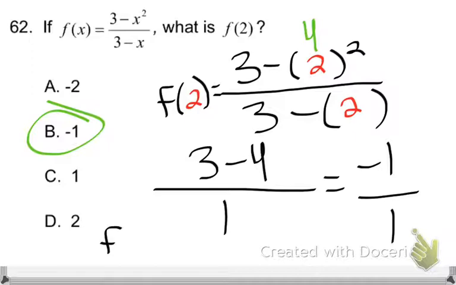Now you could go further, and sometimes the answer choice may be written like this, where they're expecting you to realize that the input of 2 gave you an output of -1. So this is the function notation way of writing the answer.